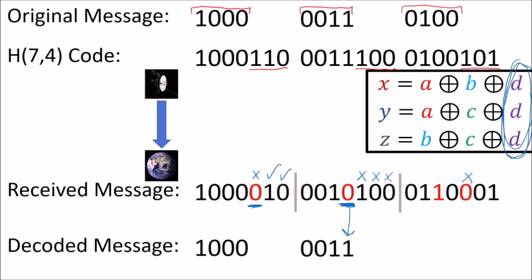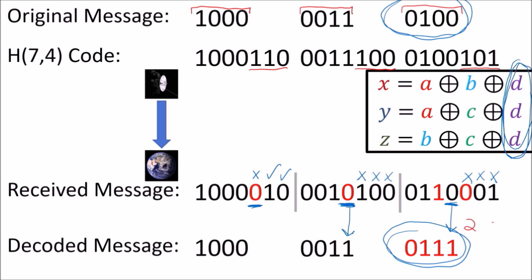And in this case, the X, Y, and Z bits are wrong again. This would normally make us think that the D bit is wrong. However, flipping the D bit doesn't actually give us the original message, and that's because there were 2 errors in this 7-bit chunk, which is too many errors. The Hamming 7,4 code can only correct 1 error in every 7-bit chunk.